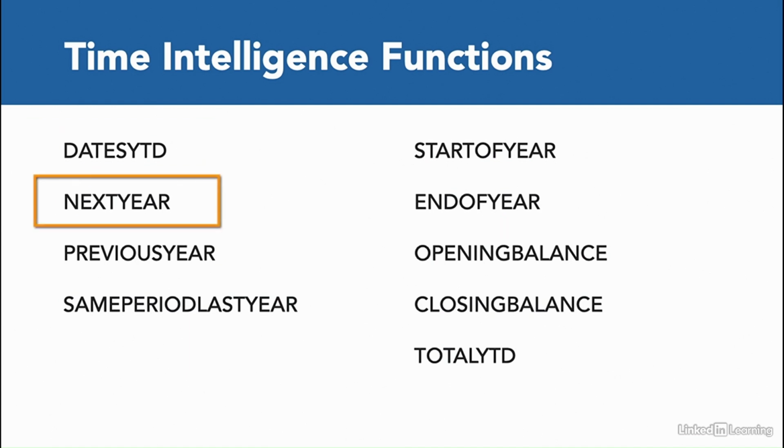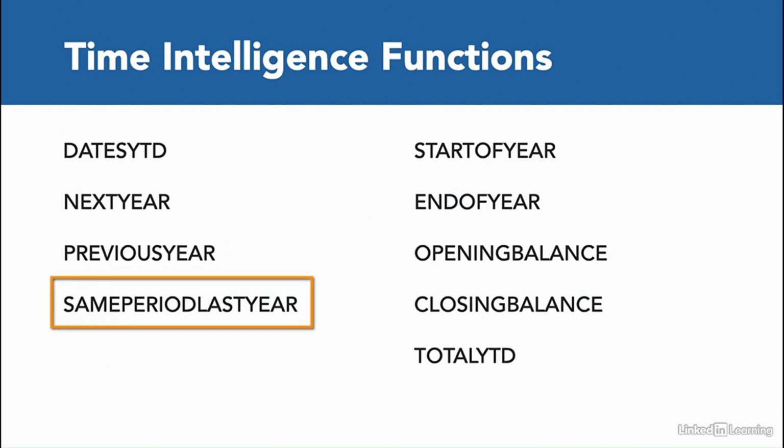Next, we have next year or next quarter, month, or day, which returns a table of all of the dates in that time period. Previous year or quarter or month or day is similar. It returns, again, a table with all of the dates in the previous year, the previous quarter, and so on. Same period last year takes the current period, whatever it is. If your context is this month, it will go find those same dates back a year. So same period last year returns a table of dates backed up a year from your current context.